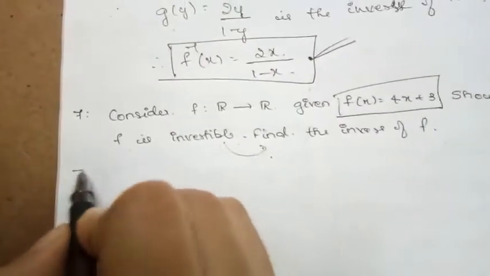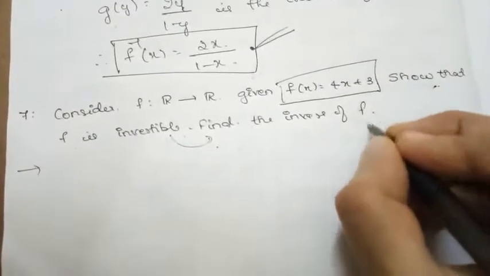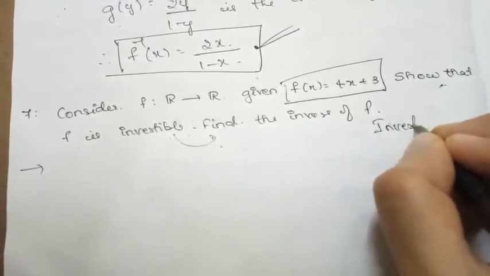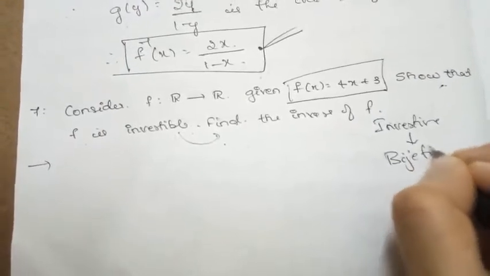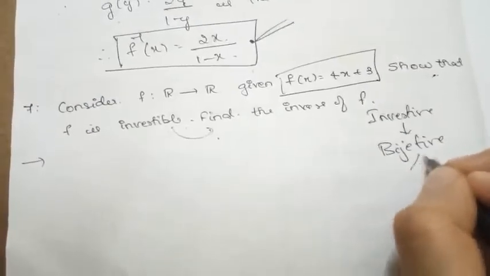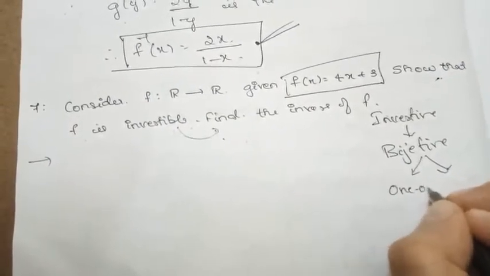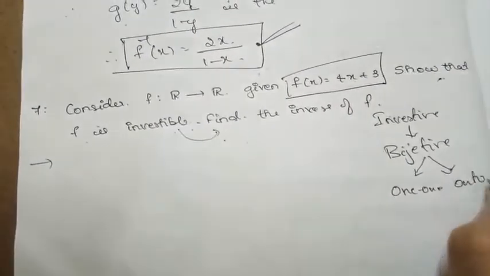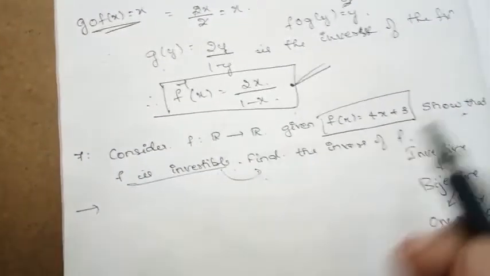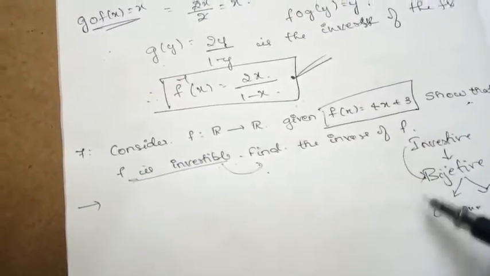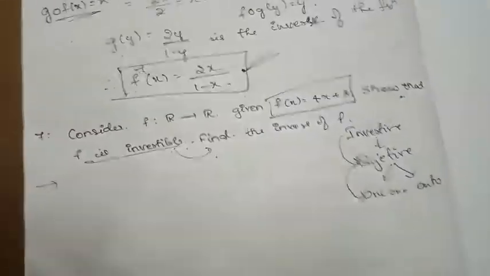So let us go step by step. First, let us show the function is invertible. When the function is bijective, we say the function is invertible. When the given function is both one-one and onto, we say the function is bijective. So to show it is invertible, we need to show it is bijective. To show it is bijective, we need to prove the given function is one-one and onto.